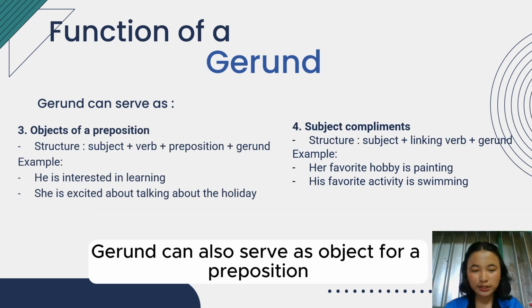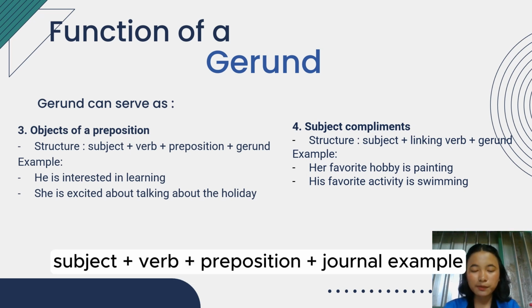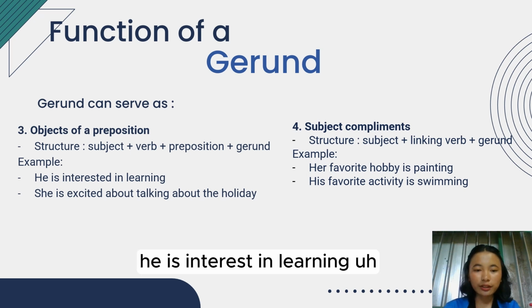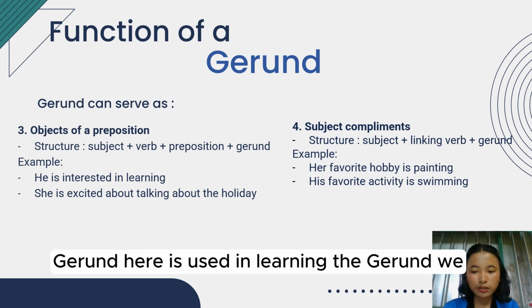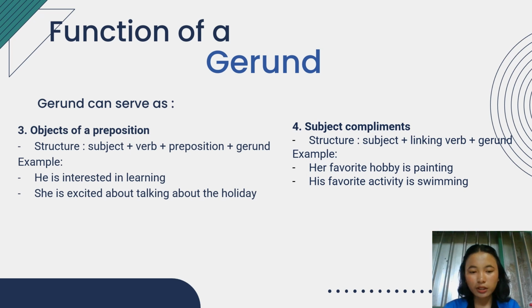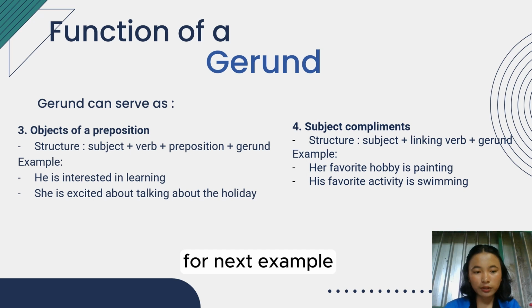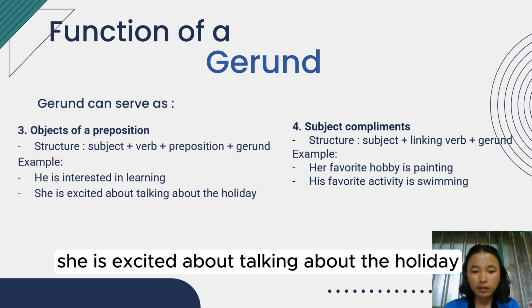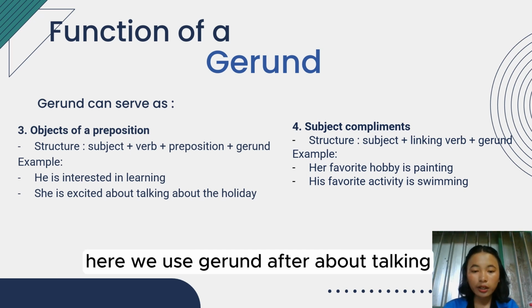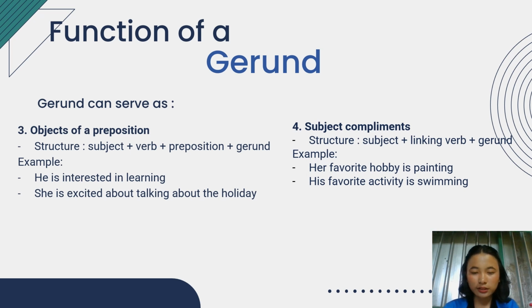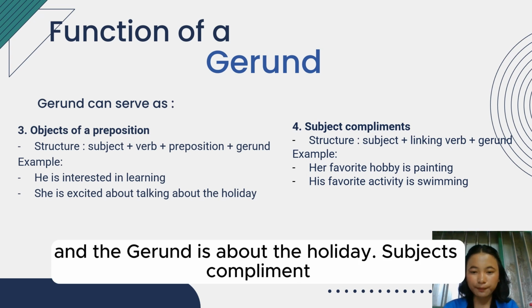Okay, next, a gerund can also serve as the object of a preposition. The structure is subject plus verb plus preposition plus gerund. Example, "He is interested in learning." The gerund here is learning. We use the gerund after the preposition in. For the next example, "She is excited about talking about the holiday." Here we use a gerund after about, talking.